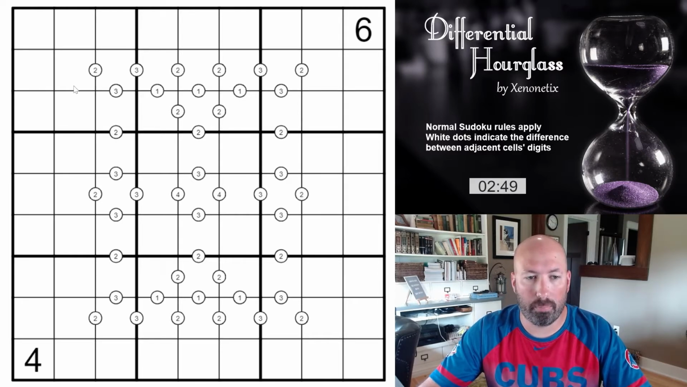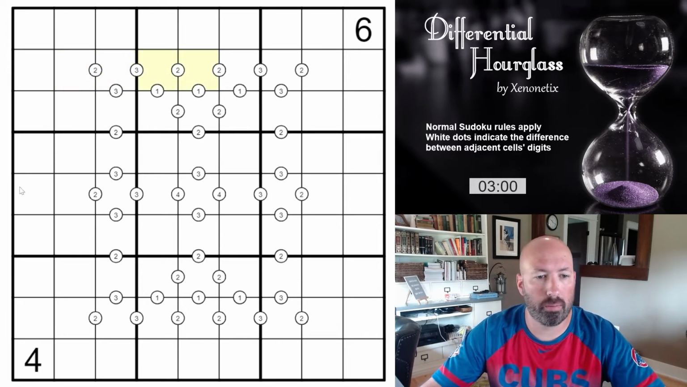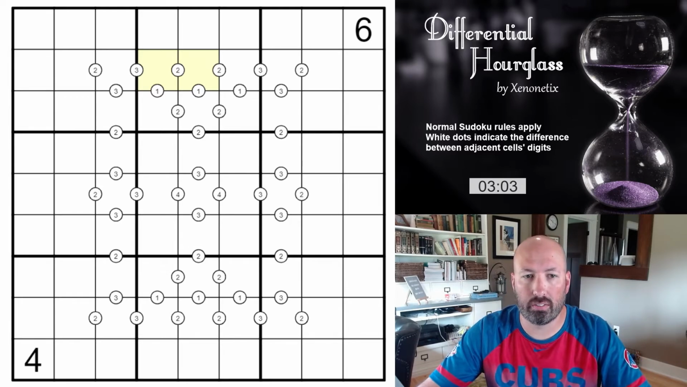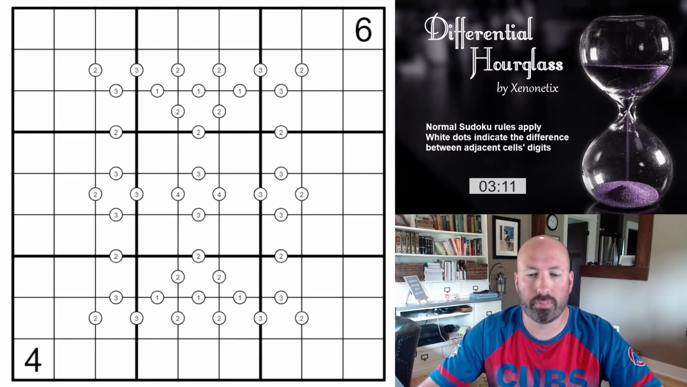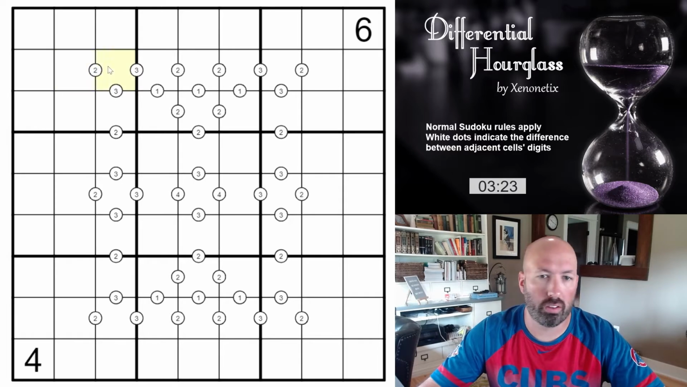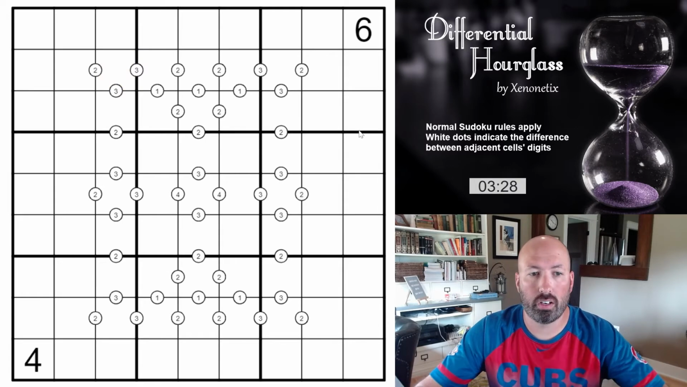Differential hourglass. The only rules we need to know today are normal Sudoku rules, and that the white dot indicates the difference between the two cells, and there are a lot of white dots. I don't believe there is a negative constraint. Well, obviously there couldn't be a negative constraint when you have white dots with lots of different numbers, because every single cell could have a white dot. And the white dots are not just a difference of one today, like they are with a Cropkey puzzle. So for example, right here, these two are going to have to be 1 and 3 or 5 and 7 or something, the difference of 2. And that's it. That's all the rules.